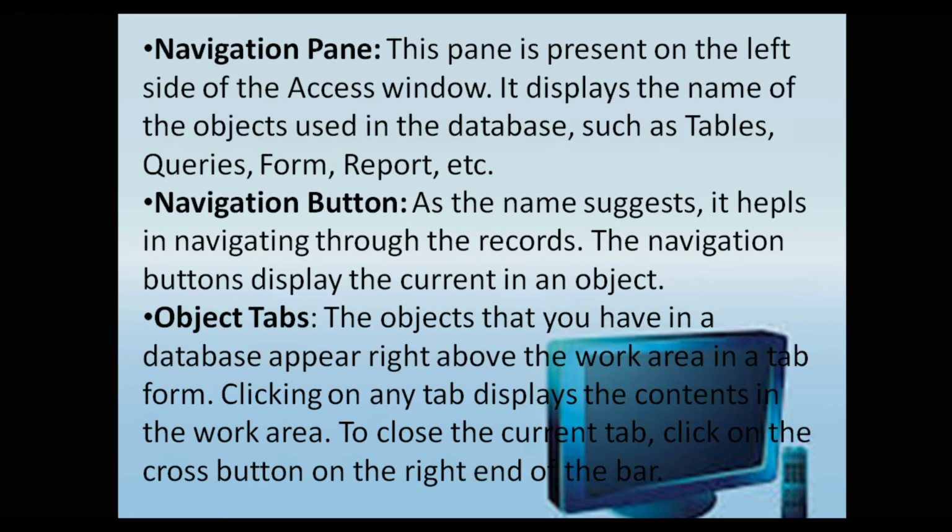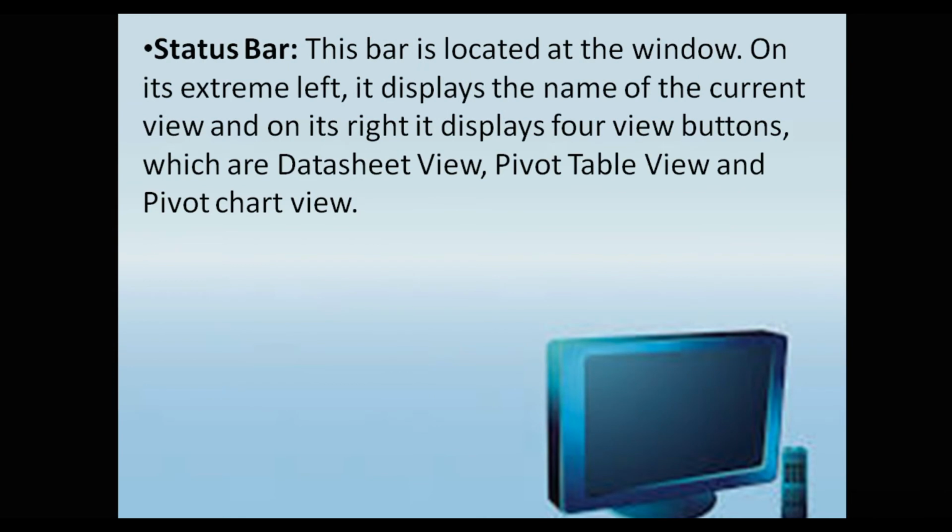Navigation pane is present on the left side of the screen. This displays the names of the objects. We have already seen it. Navigation button, as the name suggests, we can even open other pages also. Object tab: you have a database appear above the working area, which means wherever you click you can see all the objects there only.